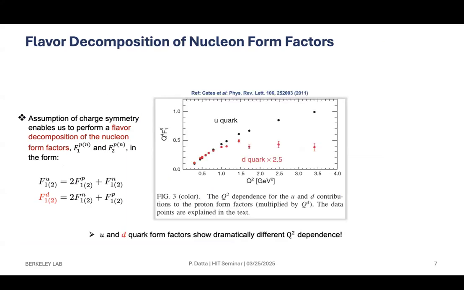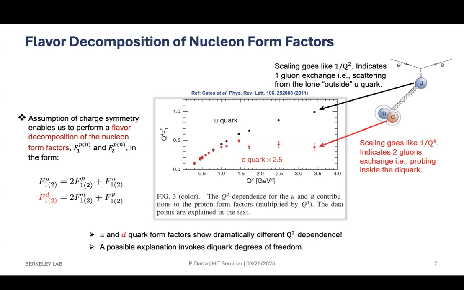So in 2011, Cates et al. did such a flavor decomposition using the existing form factor data, and they saw a dramatically different Q-squared dependence of the up and down quark contributions to the proton form factors. The up quark form factor, shown in black here, scales as 1 over Q squared, whereas the down quark form factor, shown in red here, scales as roughly 1 over Q to the power 4. A possible explanation of this behavior invokes diquark degrees of freedom within the nucleon. So the argument goes like this.